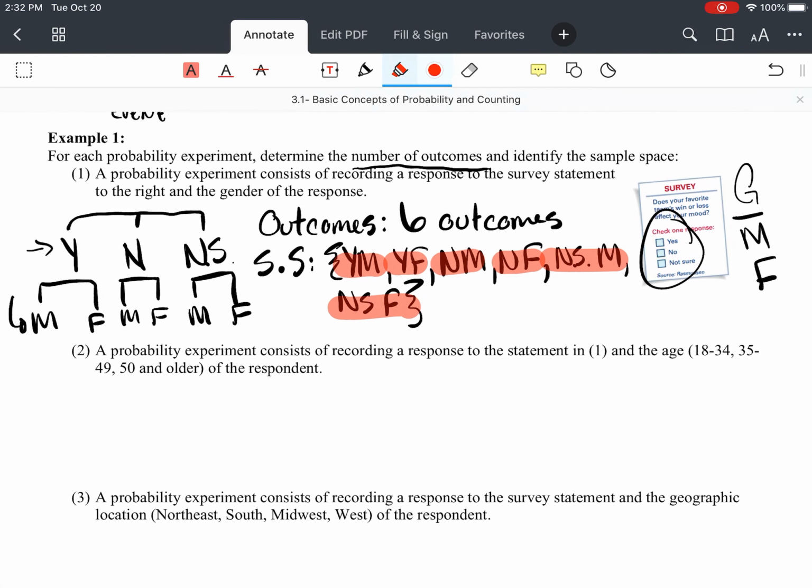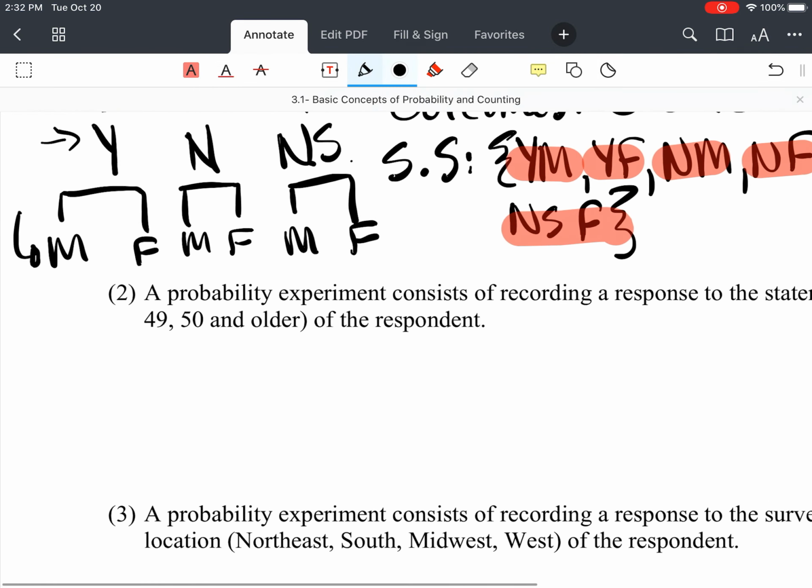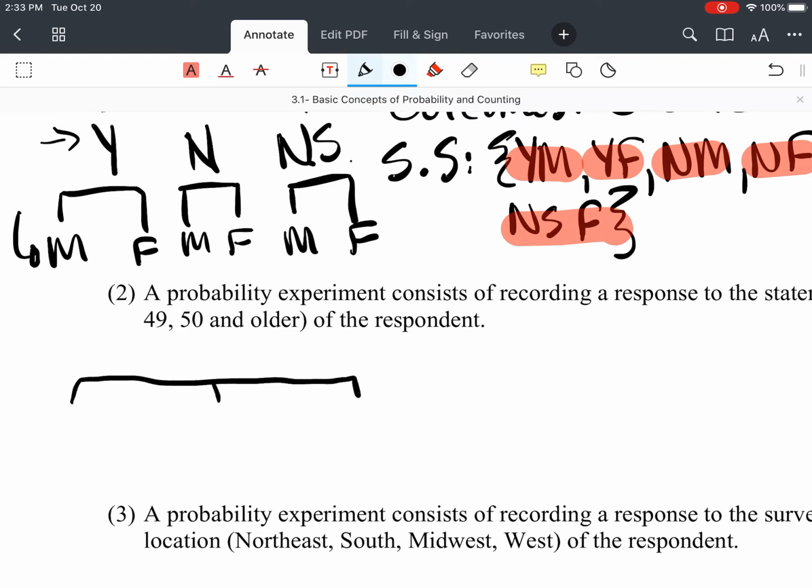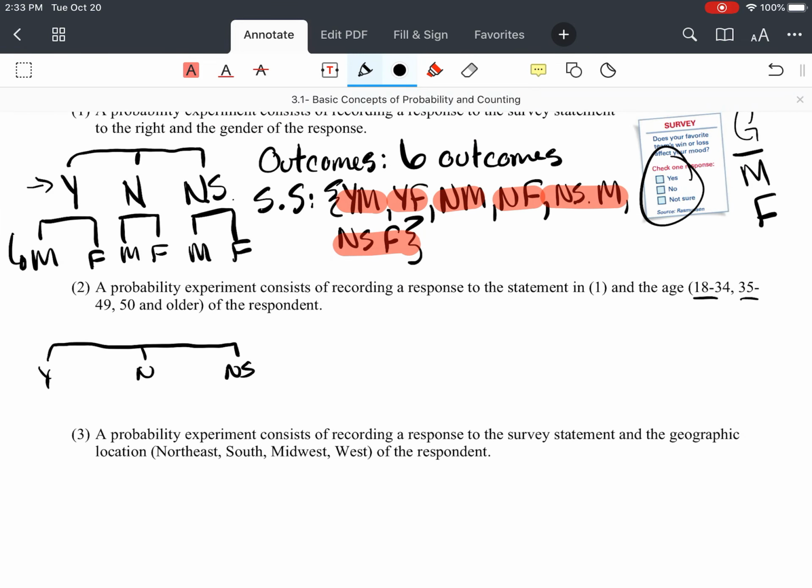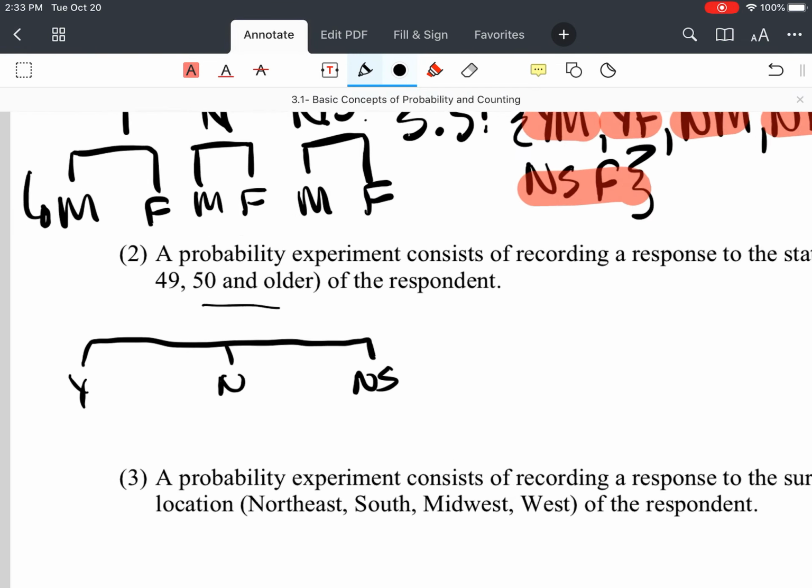Okay, so let's take a look at this next one. It says the probability experiment consists of recording a response to the statement in 1, and the age ranges from 18 to 34, 35 to 49, and 50 and older of the respondents. Just like we did on the top one, we're going to break this up into a tree diagram. So we've got yes, no, not sure, and then we've got 3 categories, 1, 2, and 3.